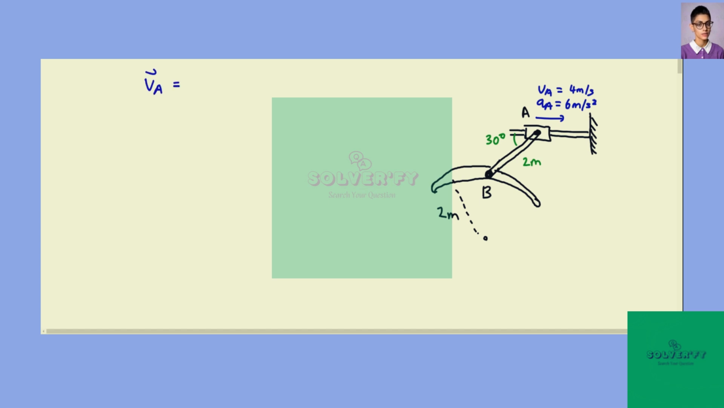We have VA equal to 4i meters per second. The acceleration of A is 6i meters per second squared, and VB will be pointing to the right at this instant. And then aB will just be 2 alpha i minus 2 omega squared j.